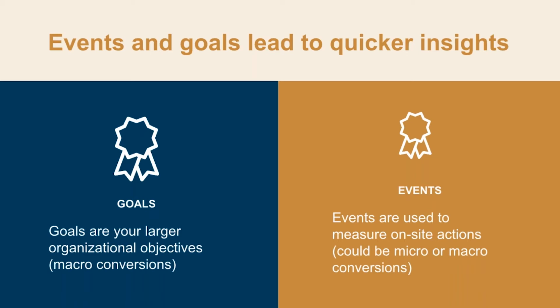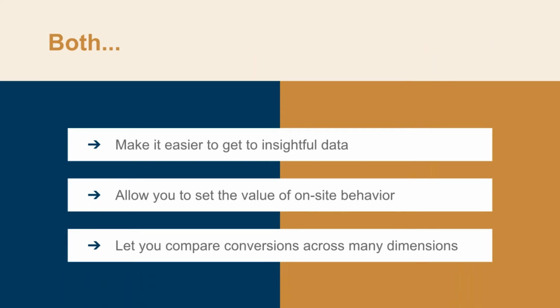Events can be used to measure on-site actions that Google doesn't track by default. So that would be clicks on buttons and links, video plays, scrolling, a lot of that content engagement that we talked about, that can be tracked through events. Events can be macro or micro conversions. So for our College of Engineering example, one event that we would set up would be tracking clicks on that share button to share a research story. Both events and goals lead you to quicker insights by providing you with that extra layer of data. It's really valuable.